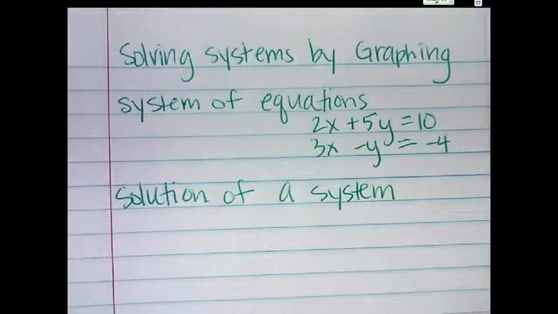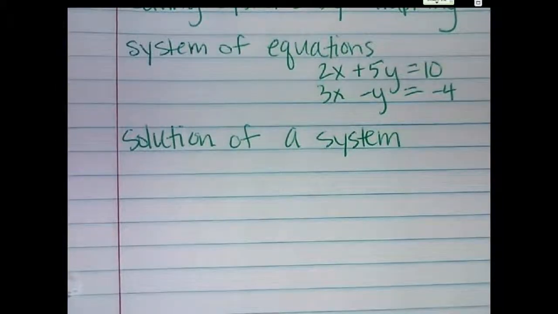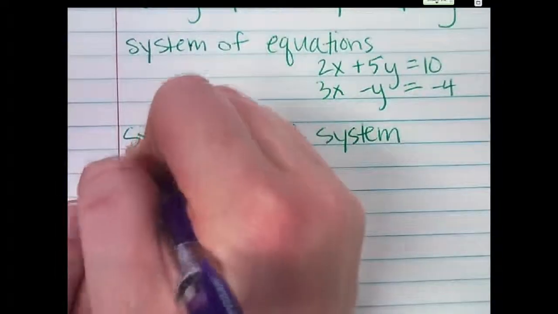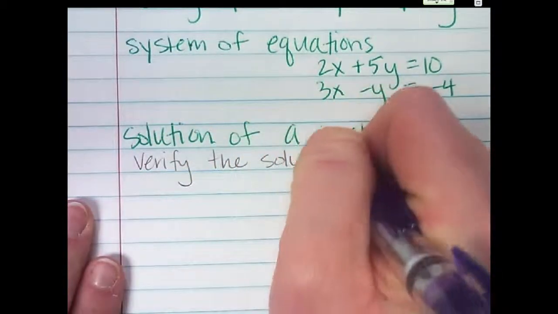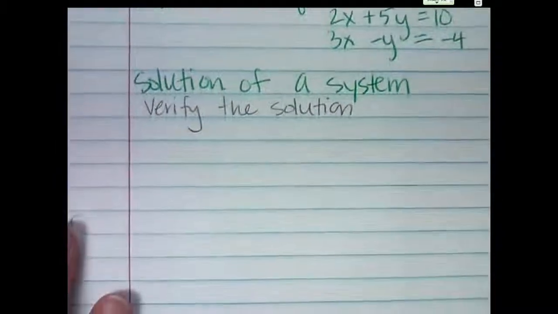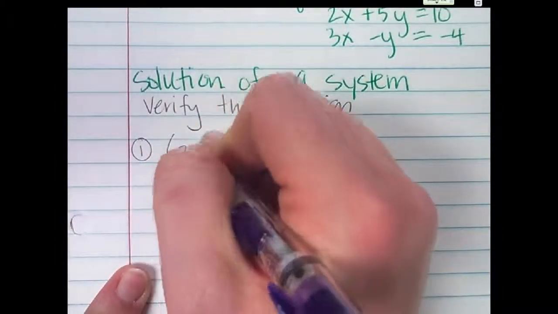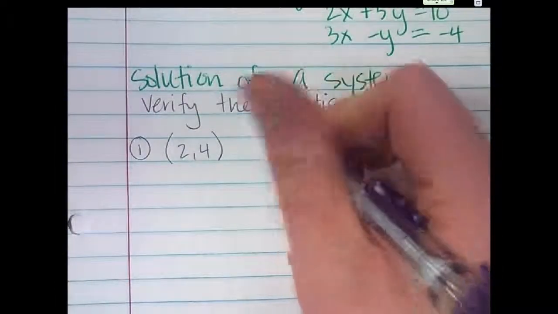So when we're talking about systems of equations, we're always going to find the solution, figure out what the solution is. Sometimes, though, they want you to verify a solution. When you verify a solution, it has to work for both equations. So we're going to verify the solution on our first example. So number 1, this is what they're going to give you. They're going to give you the point 2,4, and they're going to give you a system of equations.